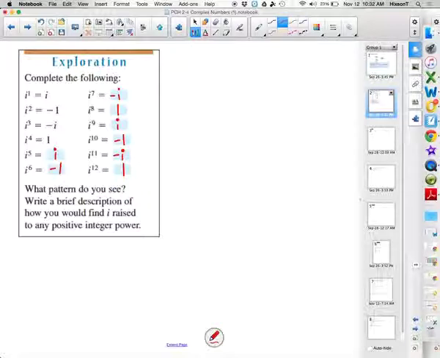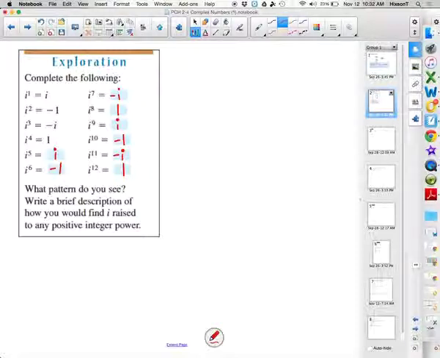Okay? So here's the deal. If we have i to an odd power, we get an imaginary number, either i or -i. If we have i to an even power, that means we have a real number. Either 1 or -1. Now how would we figure out what it is exactly? Can someone give us some kind of a strategy here?